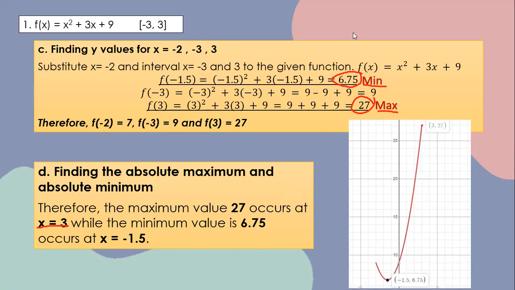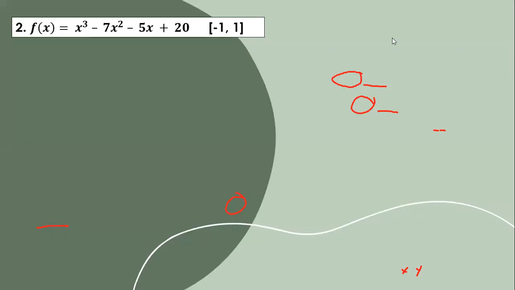Okay, so here's our graph, yung pinakita ko kanina. So 3, that is 3, 27 pala. Okay, yun yung magka-partner eh. x is equal to 3, y is equal to 27. And then minimum negative 1.5, 6.75. Okay, so that is the absolute maximum and minimum. So let's try another function. So we have x cubed minus 7x squared minus 5x plus 20.